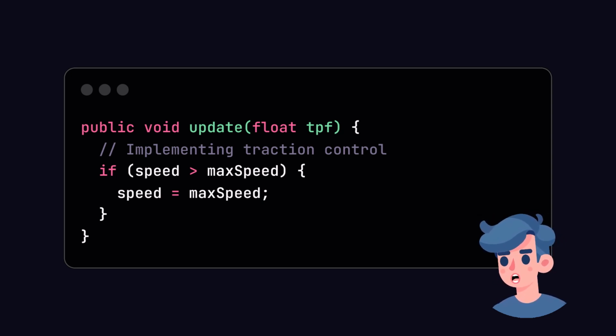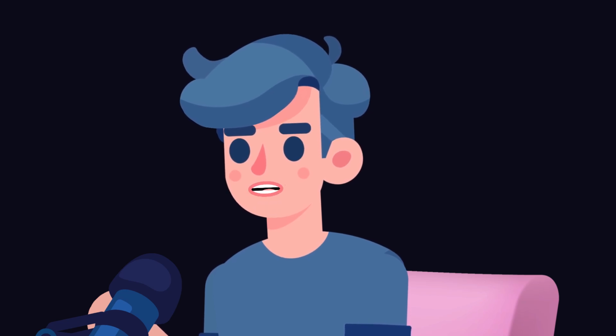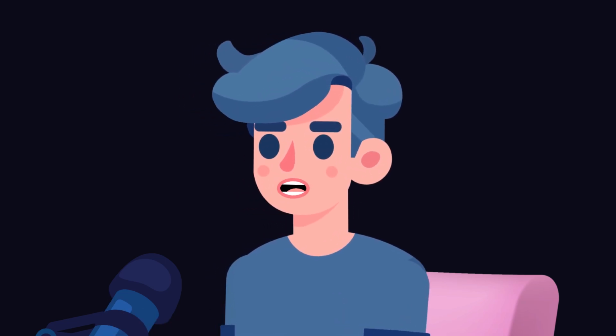But we need to refine our physics further by implementing traction control. Here, we simply cap speed to a maximum value. This can be adjusted based on different factors like tire conditions, vehicle type, and surface type for more realism.